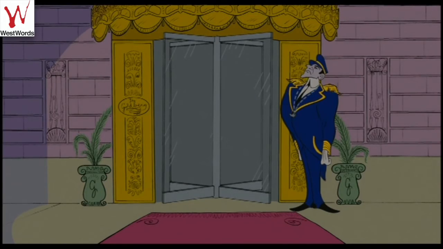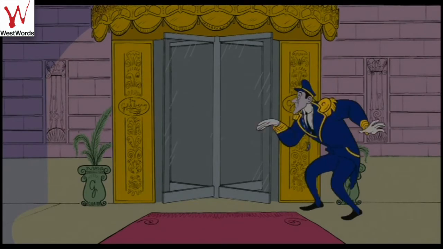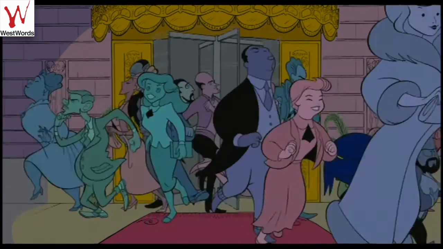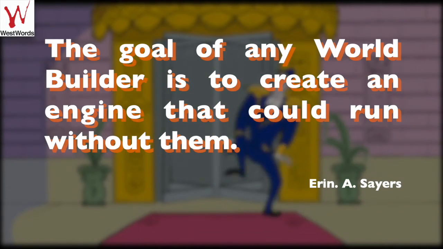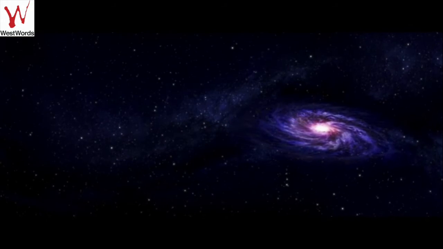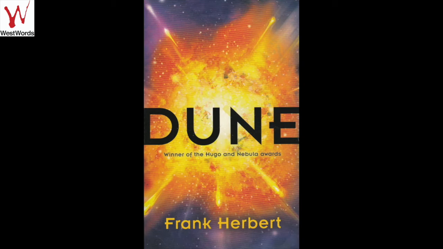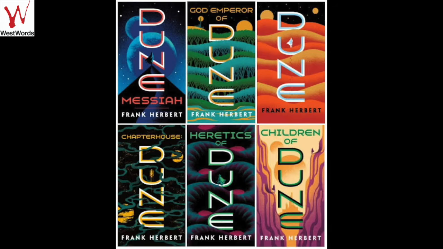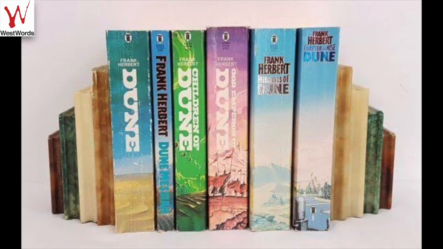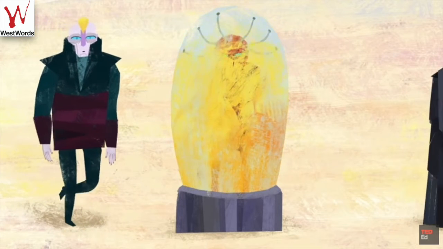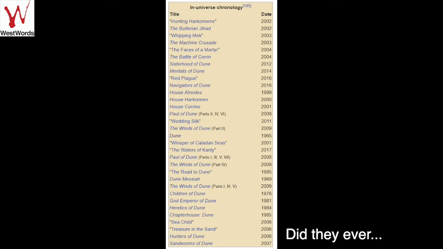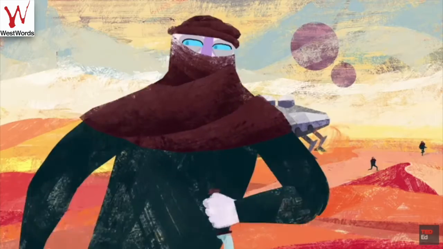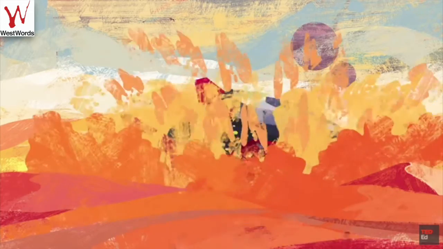My final take is something that I think about when I think about the worlds that I create, which is the goal of any world builder is to create an engine that could run without them. A really interesting example of this is the DUNE series by Frank Herbert. Frank Herbert only wrote a certain amount of books before he died, but the world that he created was so three-dimensional and deep that his son and another writer continued the DUNE legacy, wrote prequels and sequels, and continued to build the world that Herbert had created.